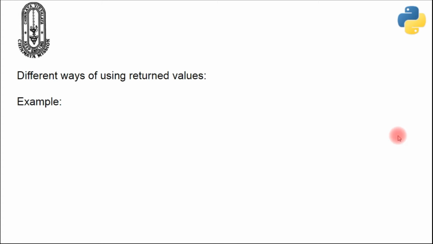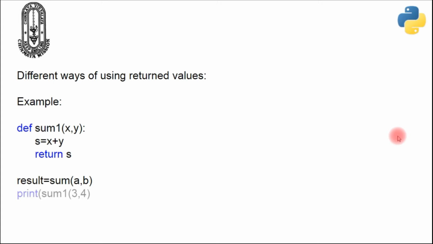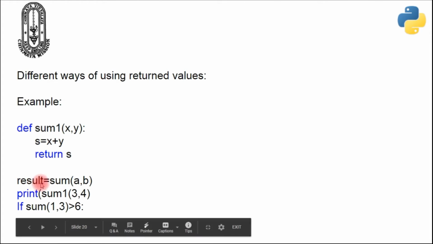Now let us discuss the different ways of returning values. The returned value of a function should be used in the caller function or program, inside an expression or a statement. In the following example, we have defined a function, namely sum1, with two parameters x, y. Inside the body of the function, we have two statements, one performing the addition operation and the last returning the data.